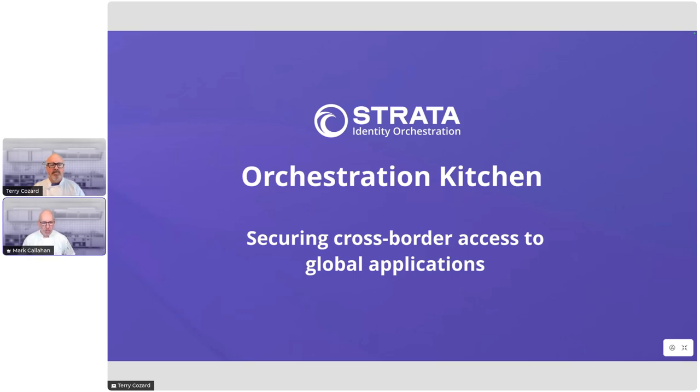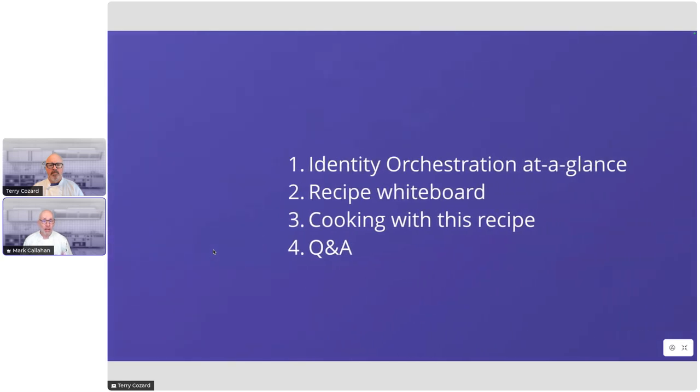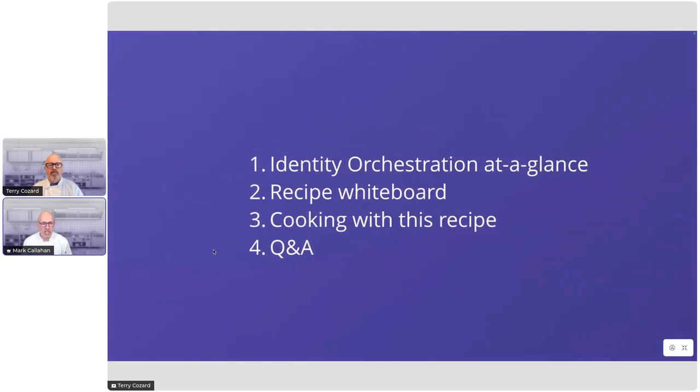applications. And so as we look to this, let's take a quick look at what our agenda will be for today. We'll follow a typical format that we do for other orchestration kitchens as well. We're going to start with a brief intro on what identity orchestration is. We'll jump into a whiteboard of what the recipe is going to play out like, so you can see it in a visual format. We'll get right into the kitchen and start cooking with the recipe, and we'll leave it open for Q&A as always throughout. So please feel free to use your question button if you have any questions.